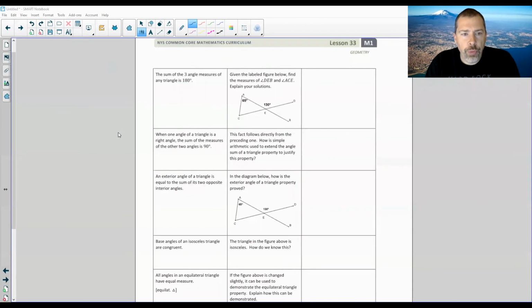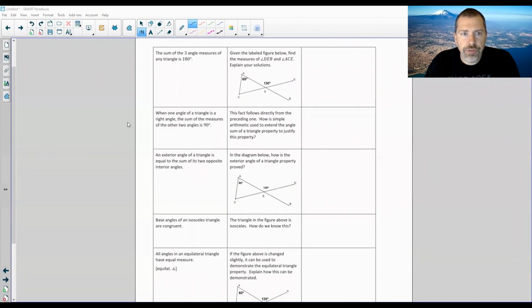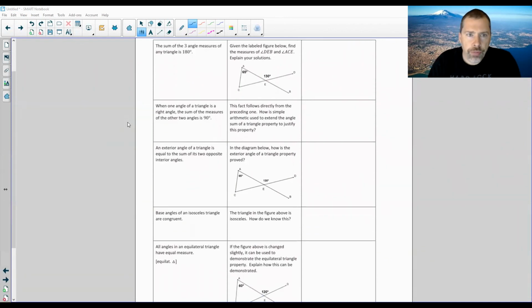Okay, we're continuing with a table of review for page 2, and it says the sum of the three angle measures of any triangle is 180 degrees. That's the triangle sum theorem. So this says, given the labeled figure below, find the measure of angle DEB and ACE. So they want this angle here, and they want this angle here.